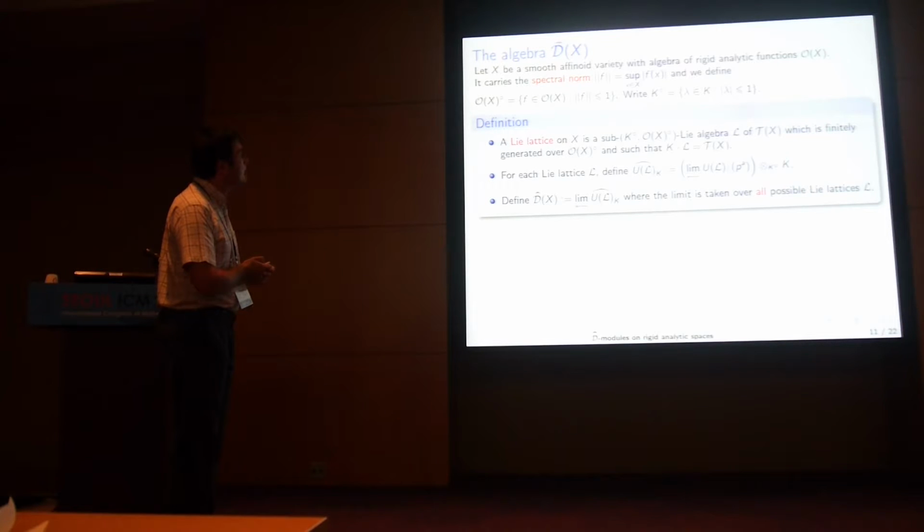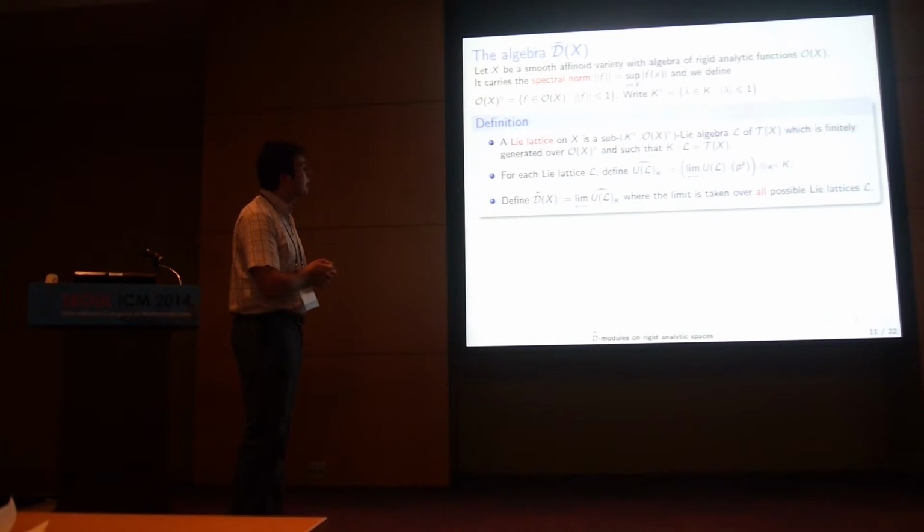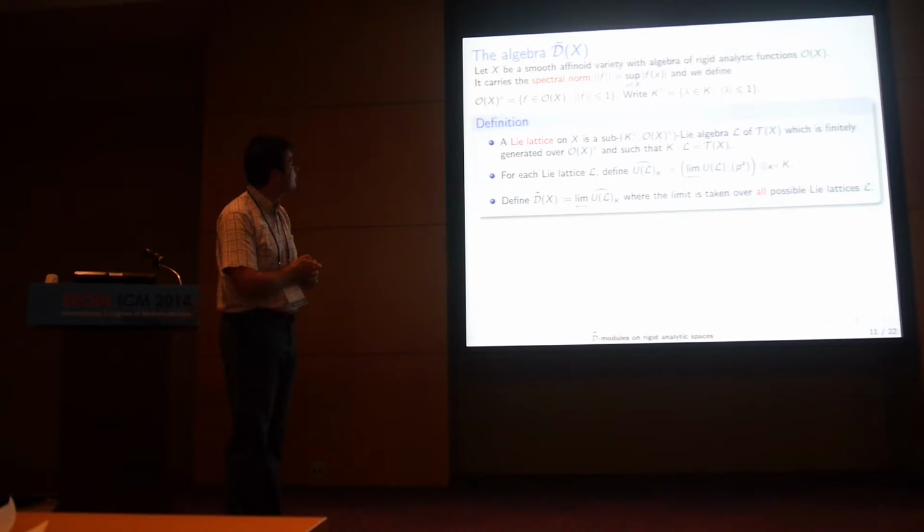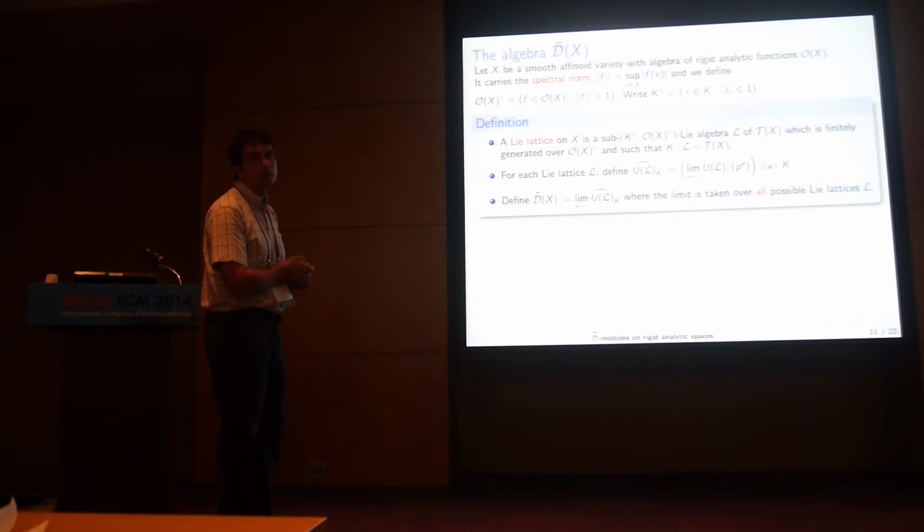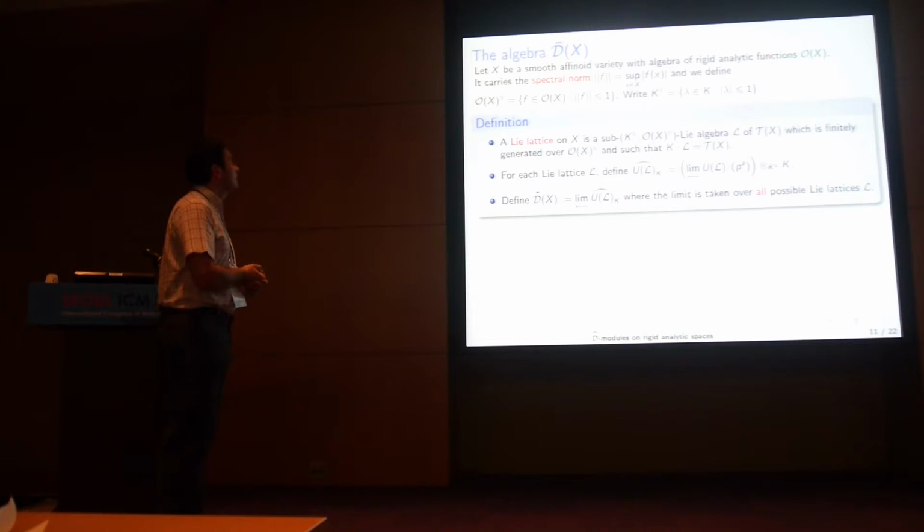Now, let's take the tangent vectors over X, the derivations of O of X. This is naturally a big K, O_X Lie algebra, as I explained in the last lecture. So I can restrict it to the power bounded elements, and view this as an O_X-circle Lie algebra. And I look at lattices, which are by definition sub-objects, which are finitely generated modules over this integral structure, and which span T_X as a vector space.